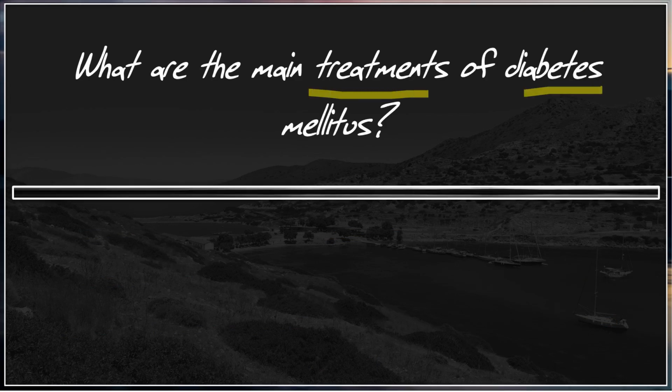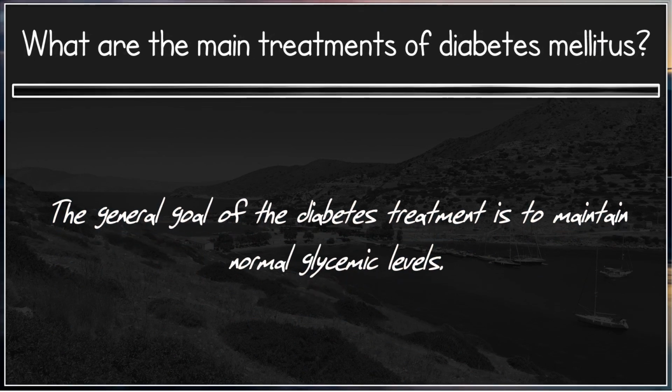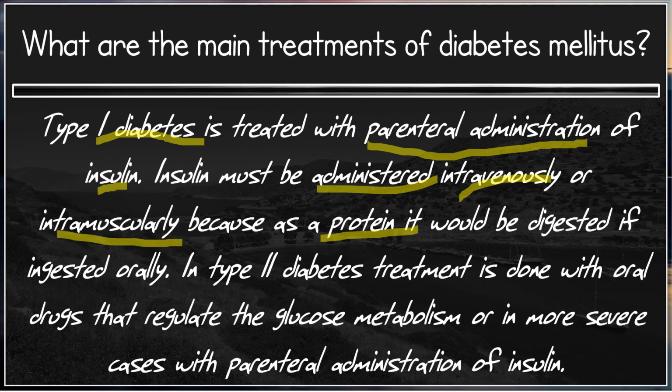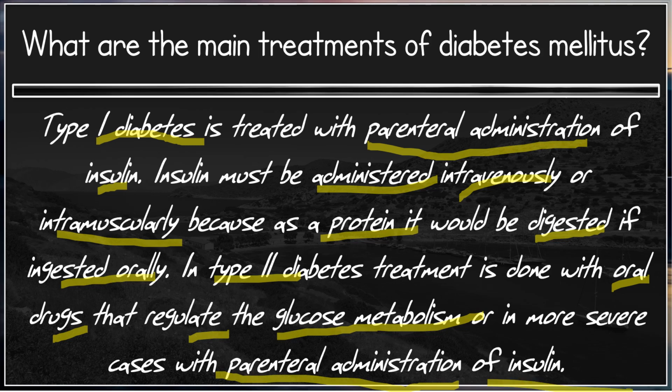What are the main treatments of diabetes mellitus? The general goal of diabetes treatment is to maintain normal glycemic levels. Type 1 diabetes is treated by parenteral administration of insulin. Insulin must be administered subcutaneously or intramuscularly because as a protein it would be digested if ingested orally. Type 2 diabetes treatment is done with oral drugs that regulate the glucose metabolism and, in more severe cases, with parenteral administration of insulin.